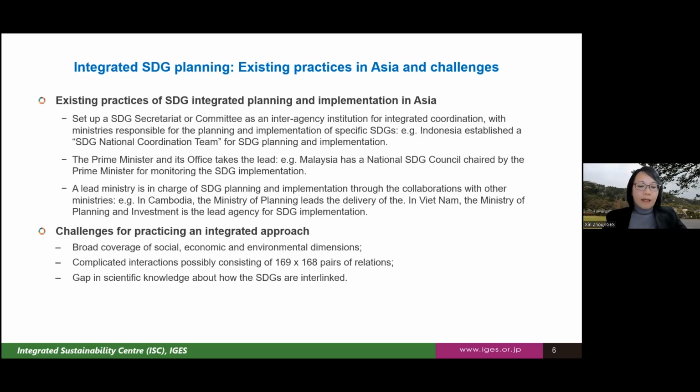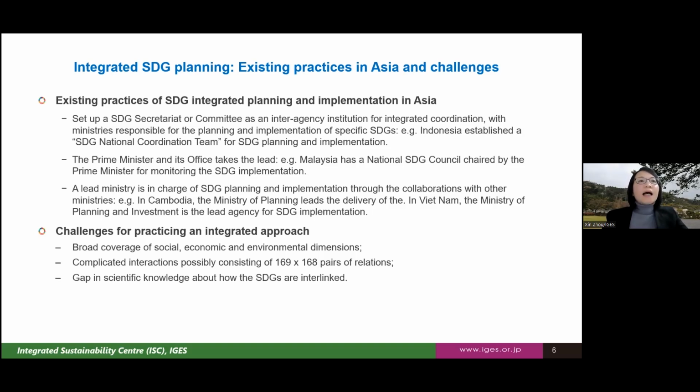By reviewing the voluntary national reviews, the VNR reports in Asian countries, we found some existing practices of SDG integrated planning and implementation. In some countries, an SDG secretariat or committee was established as an interagency institution for integrated coordination of SDG planning and implementation, with ministries responsible for the implementation of specific SDGs. For example, Indonesia established an SDG National Coordination Team for SDG planning and implementation. In some countries, the Prime Minister and its office takes the lead. For example, Malaysia has a National SDG Council chaired by the Prime Minister for the implementation of SDGs.